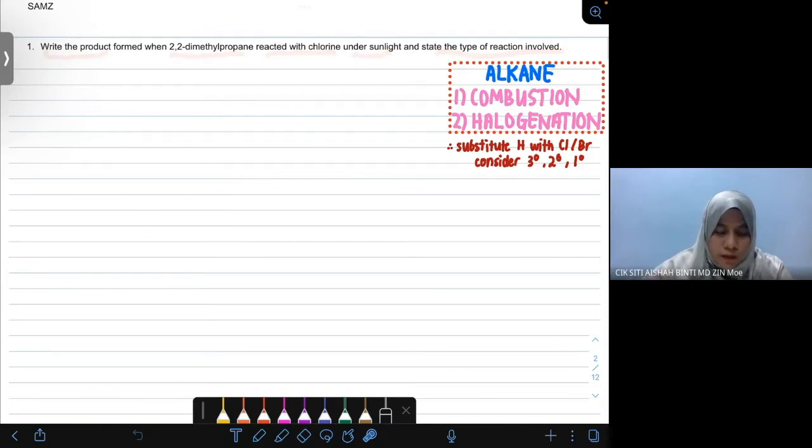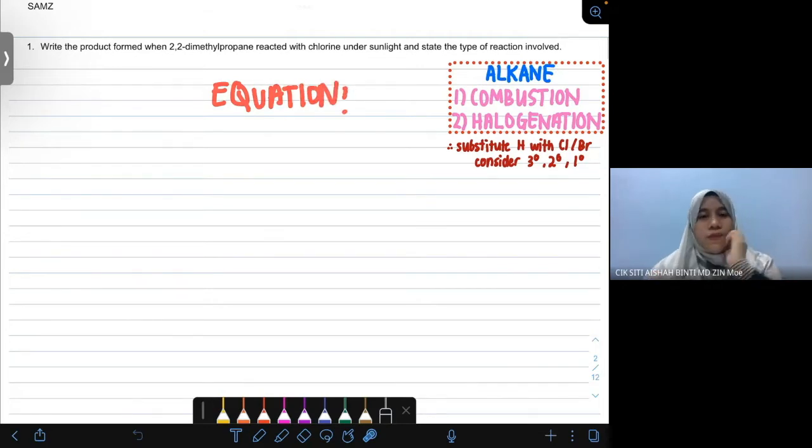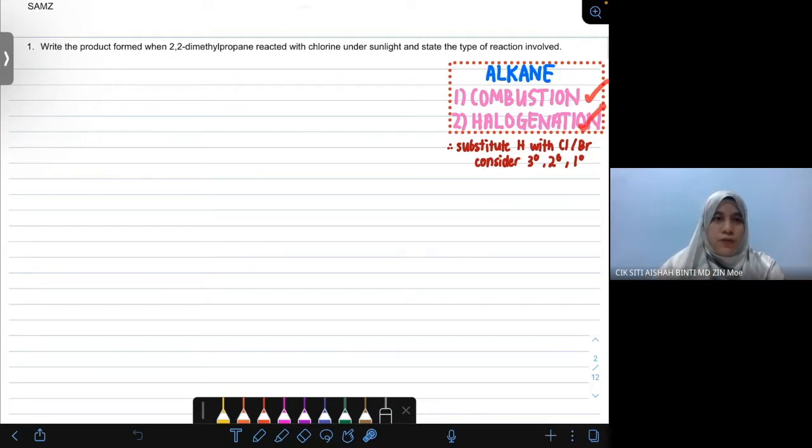Okay, so here it mentioned write the product formed. So even though here it mentioned only the product, what I'm going to do is actually I'm going to write down the equation overall lah. Equation. Again, for the reaction of alkane, there's only 2 reactions, which is we only learn for the alkane is combustion and halogenation.